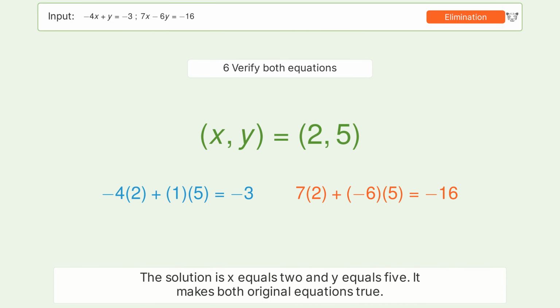The solution is x equals 2 and y equals 5. It makes both original equations true.